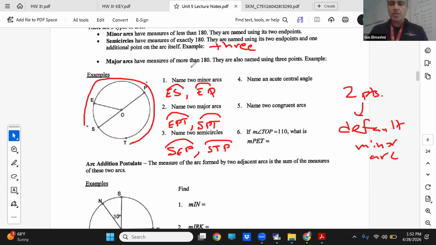Okay, name an acute central angle. So now we're doing angles, not arcs anymore. What's an acute? Acute means less than 90, right? Yeah. I love it. EOS. Perfect. Good.